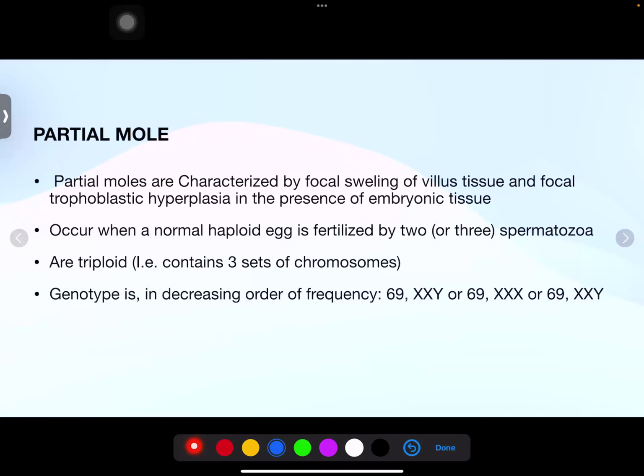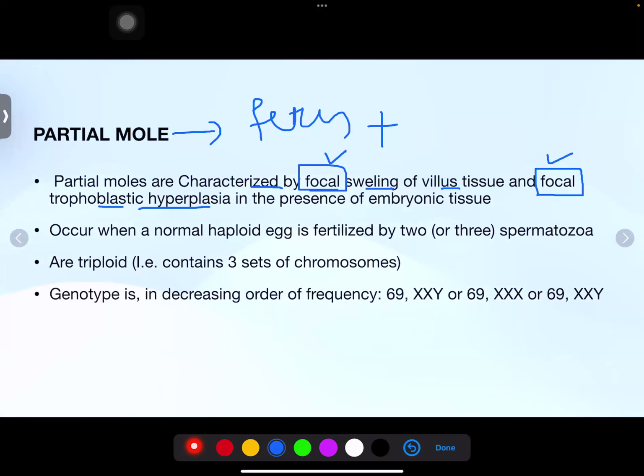Now partial mole means half mole, so a fetus would be present here. That's the very important difference. And then see the word focal swelling. Focal swelling of villus tissue, focal trophoblastic hyperplasia. In complete mole, we discussed diffuse swelling, diffuse hyperplasia, in the absence of embryonic tissue in the complete mole, and in the presence of embryonic tissue in the partial mole. Okay, so what happens here actually?